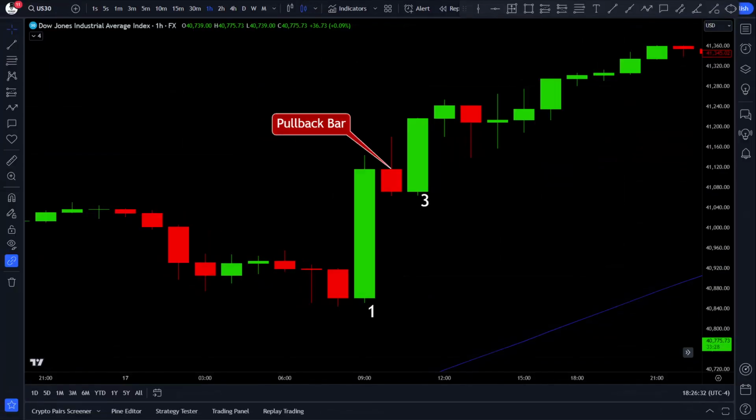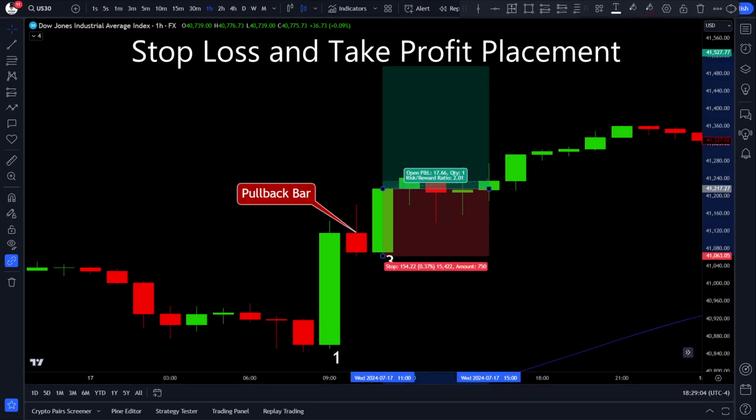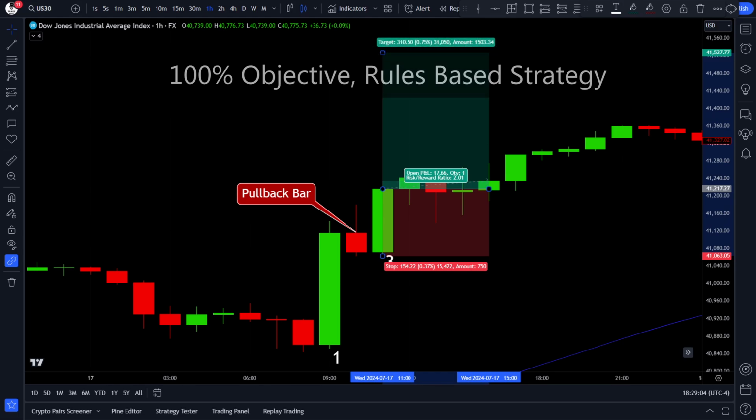Talking about the stop loss and take profit placement, DataTrader suggested that the stop loss should be set at the pullback candle's lowest point, including the wick, and the take profit level at a 1:2 risk to reward ratio. With a 1:2 risk to reward ratio, the strategy will be break even with a 33% win rate, and obviously will be profitable with a higher win rate. And with that, we turn this strategy into a 100% objective rules-based strategy that can be coded and backtested.